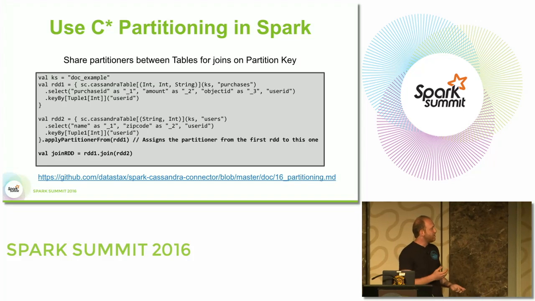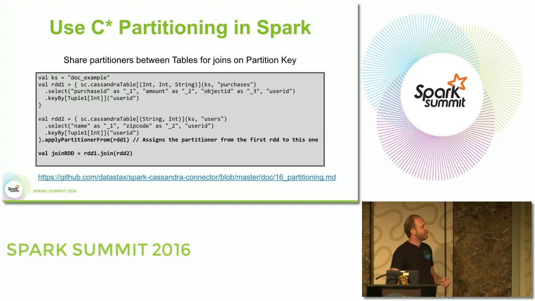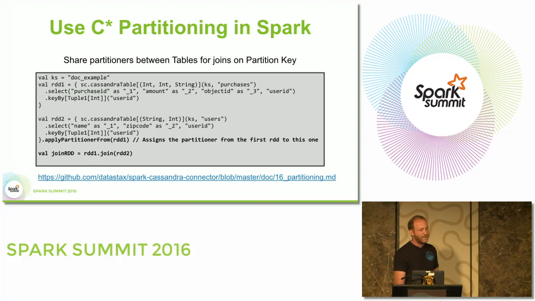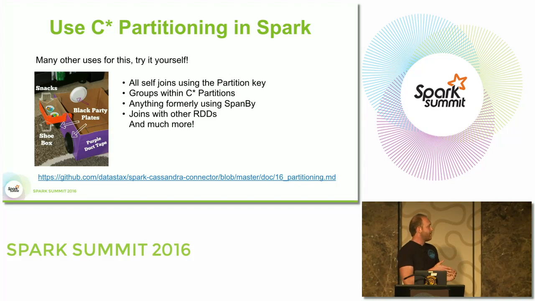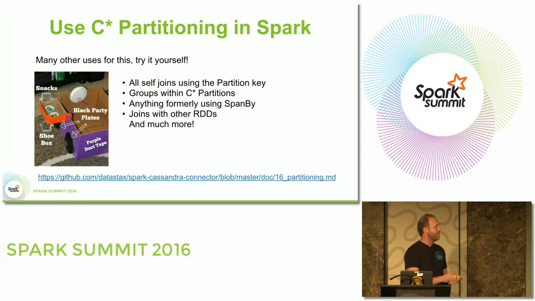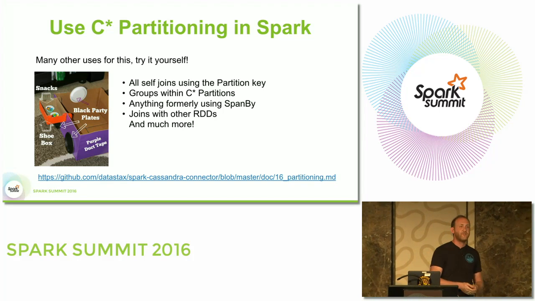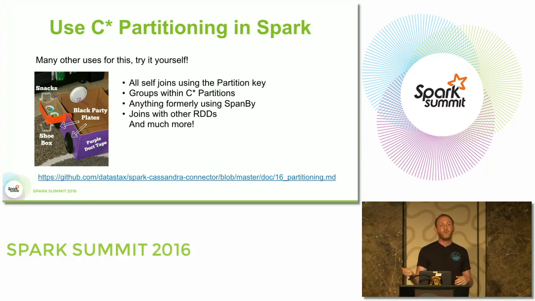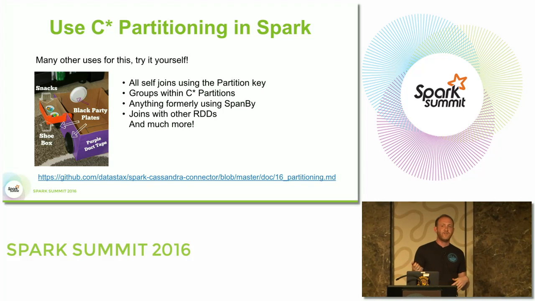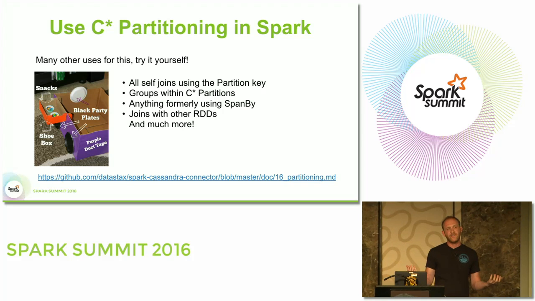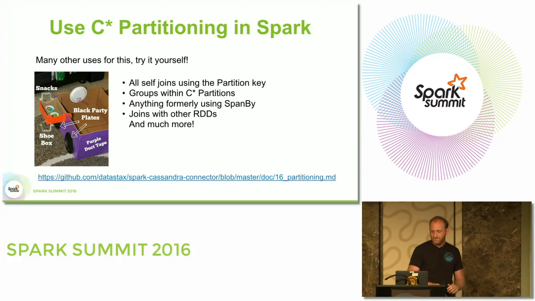So this is a new capability. I encourage you to try it out because it actually has a lot of interesting implications and speed-ups that you can use. So basically, the kind of things you can do with this is you can start doing self-joins on your partition key. You can do all kinds of groups within Cassandra partitions. And you can do joins with other RDDs. So another really interesting thing is if you join against any other RDD, that other RDD will now partition itself using this Cassandra partitioner. So you don't have to actually shuffle both sides of the join like you would in most joins.